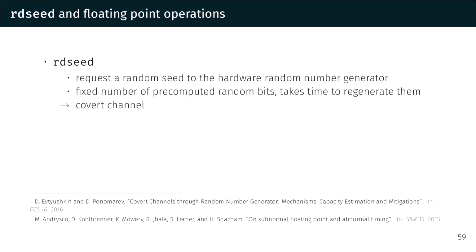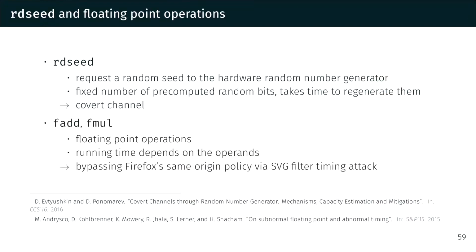However, that's not everything, because there are more instructions in Intel. Yeah, so the following is not our work, but we thought it would be interesting because it's basically more instructions, more attacks, more fun. So there's the RDSEED instruction. What it does is that it requests a random seed from the hardware random number generator. The thing is that there is a fixed number of pre-computed random bits, and it takes time to regenerate them. So as with everything that takes time, you can create a covert channel with that.